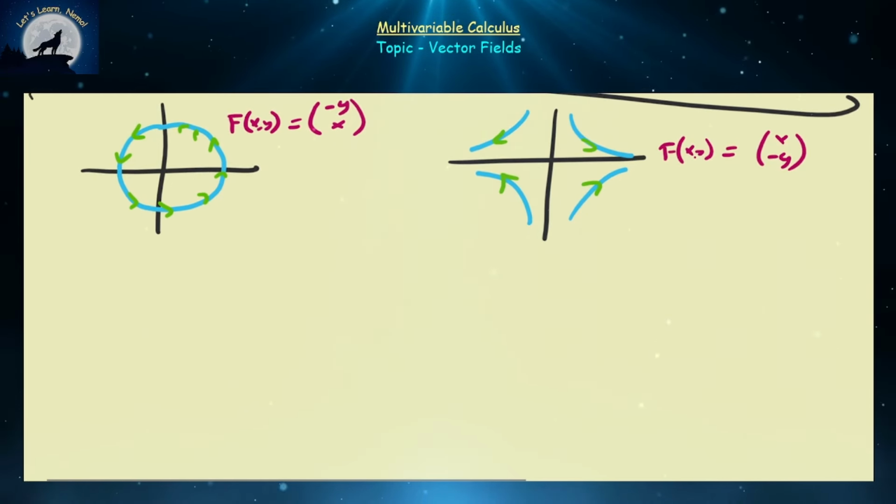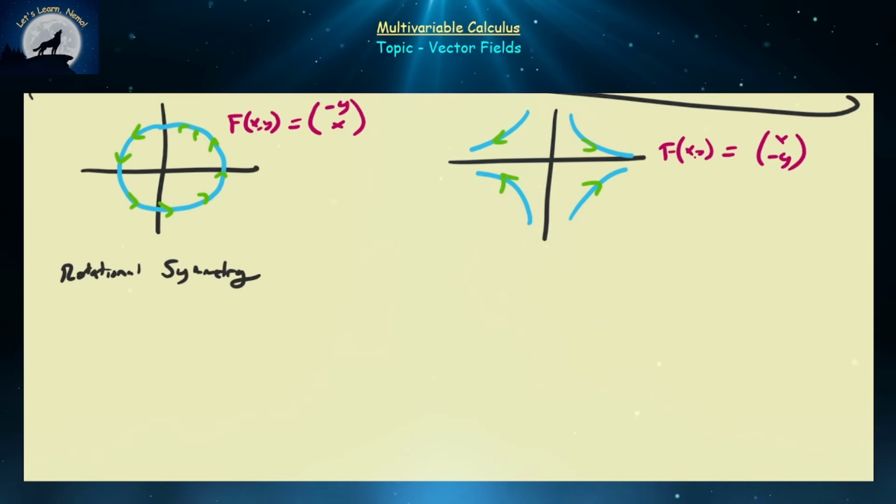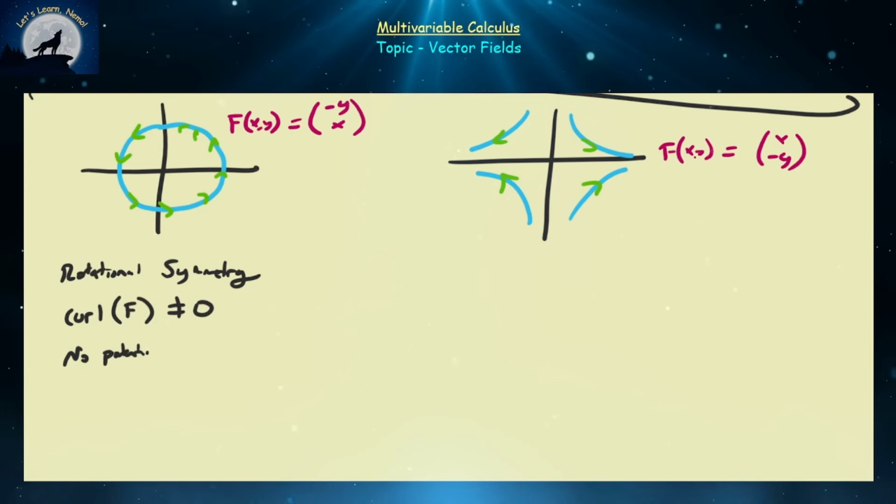So what things do we know about these particular vector fields? Let's summarize. So obviously this has rotational symmetry just by looking at its graph. Also, the curl of f is not equal to 0. We also know that it doesn't have potential functions. That is, there doesn't exist a function f such that the gradient of f is equal to this, which means it's not a gradient vector field. And also, due to that, it's non-conservative.